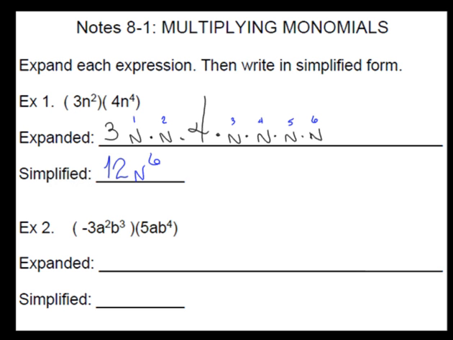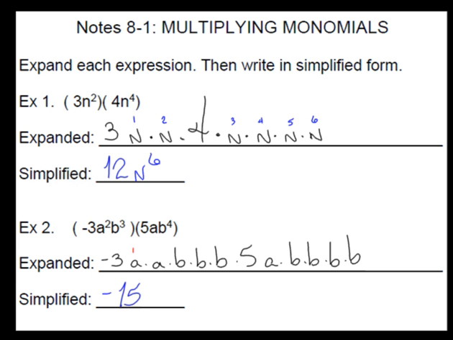Looking at example 2, putting our expanded form, it's going to be negative 3 a times b times b times b times 5. Then we have an a, and then we got the b. So I now multiply negative 3 times a positive 5, which gives me a negative 15. I go and collect all my a's.